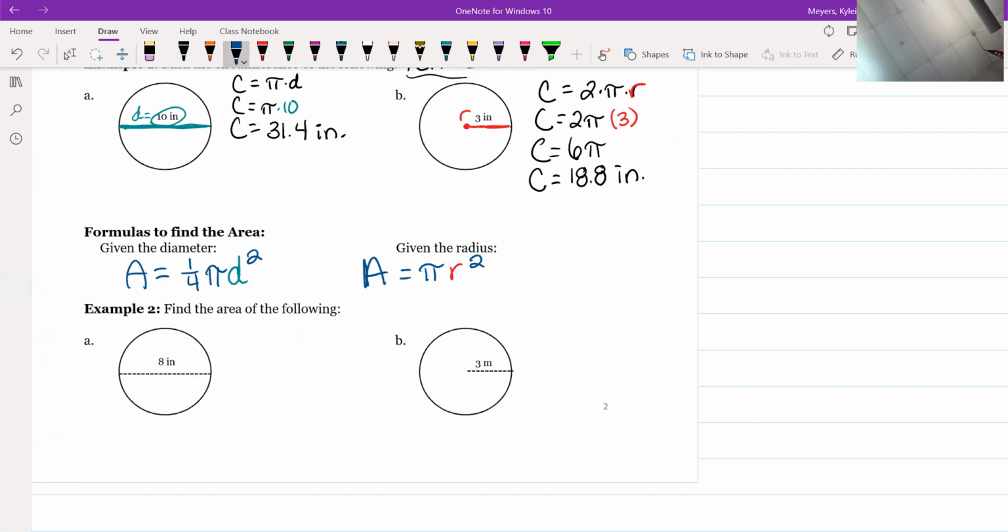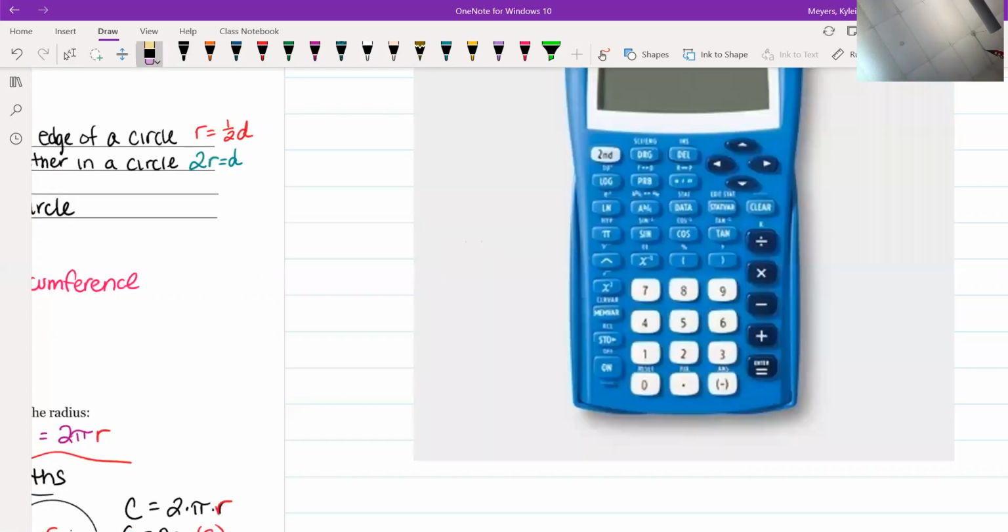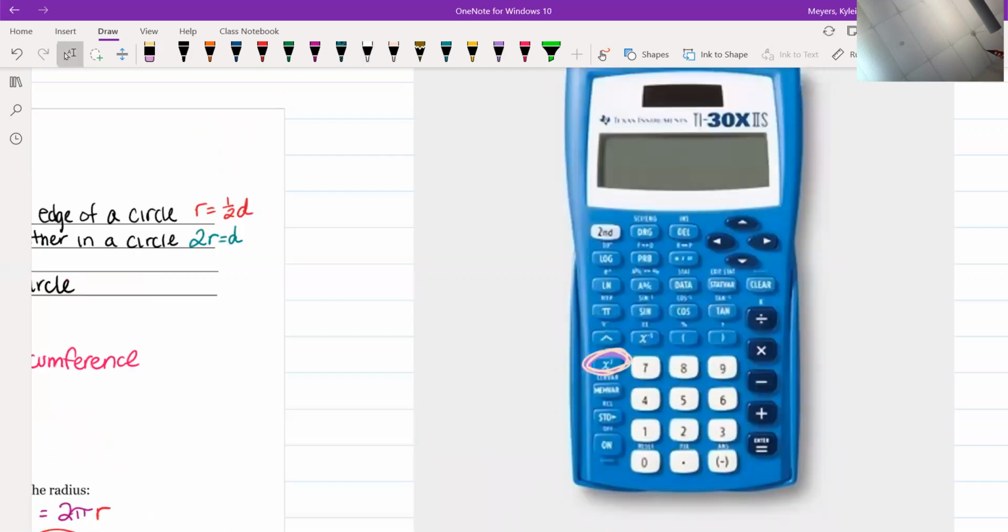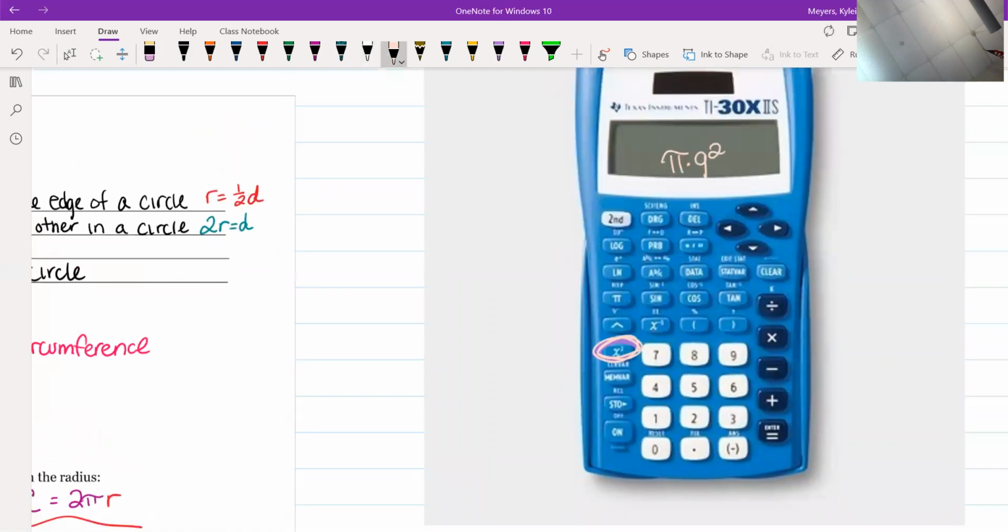Now there's another button on our calculator we have to use. We have to use the pi button, and we have to use the squared button. We have to use the square button here. So we would do pi times 9 squared if it was a radius or whatever. This squared button puts that 2 there.